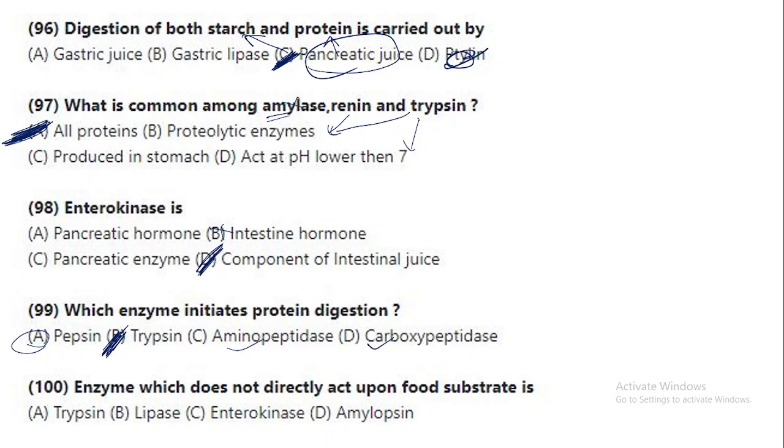Which enzyme does not directly act upon the food substrate? Enterokinase, because enterokinase acts on trypsin. It is not acting on protein or anything else; it activates trypsin. Amylopsin acts on carbohydrates, lipase on lipids, trypsin on proteins. So enterokinase is an enzyme that acts indirectly on the food.